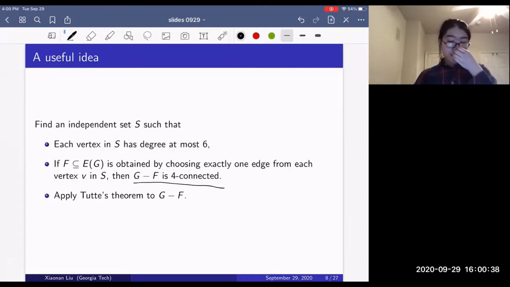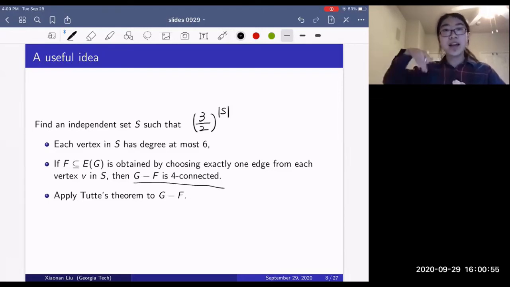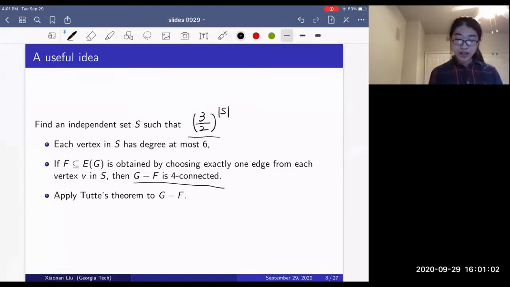So if we can find such an independent set, we can find at least 3/2 to the size of S Hamiltonian cycles in G. So we can get an exponential bound by this. I can say it here: if we can find such a set S, we can double count this set F.